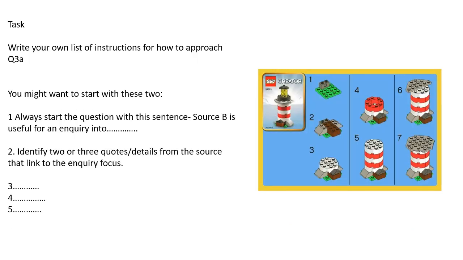The final task is straightforward but really important. I now need you to write your own list of instructions for how to approach question 3A, so you understand there's a sequence that you have to follow to get maximum marks. And you might want to start with the 2 points I put on screen. So always start the question with the sentence, source B is useful for inquiry into, and then the inquiry focus. The second thing you have to do is identify 2 or 3 quotes or details from the source that link to the inquiry focus. And now obviously you can continue that list with your own instructions of how you proceed with question 3.